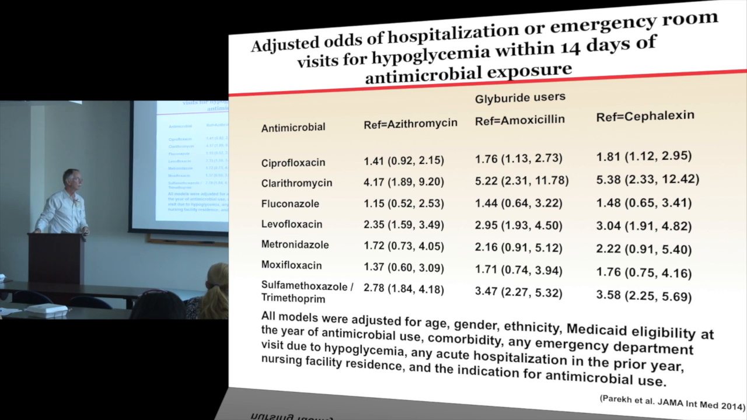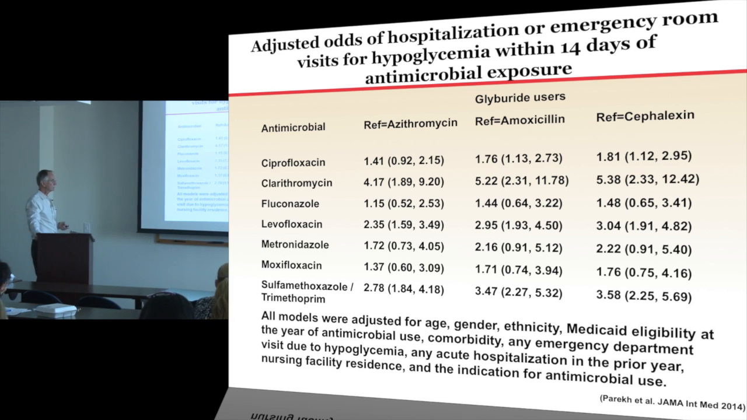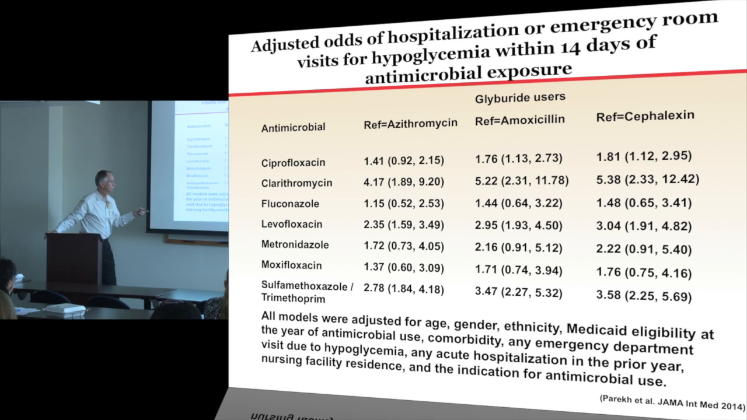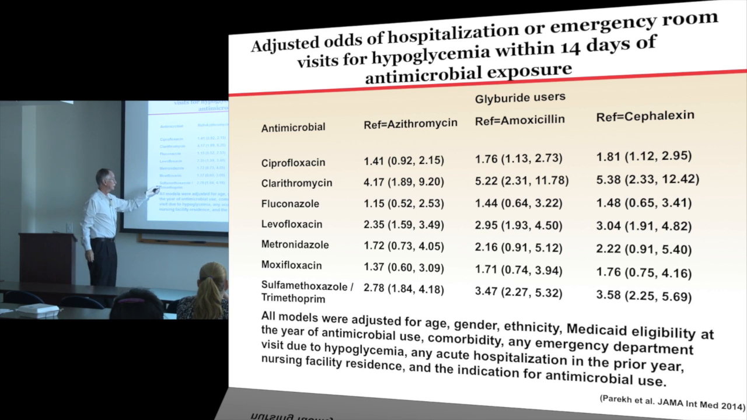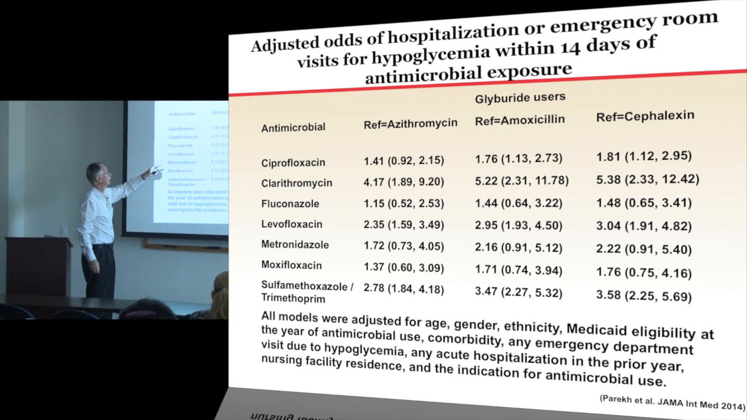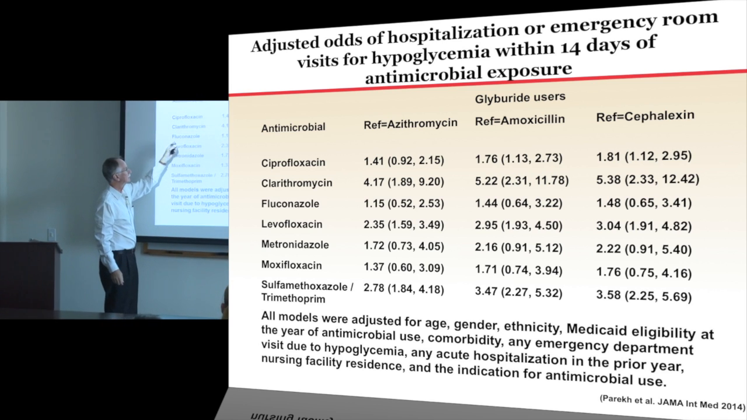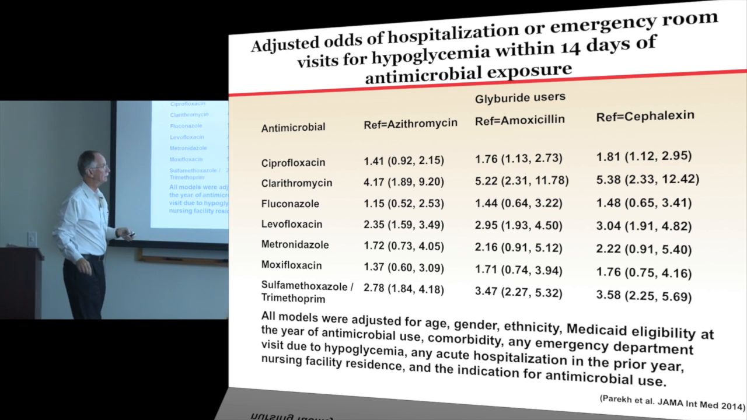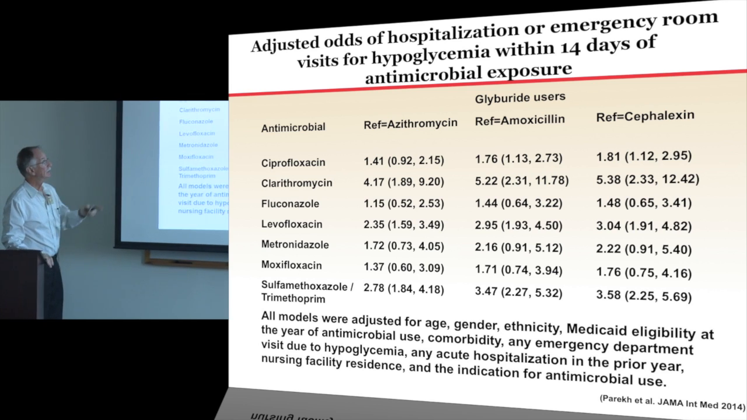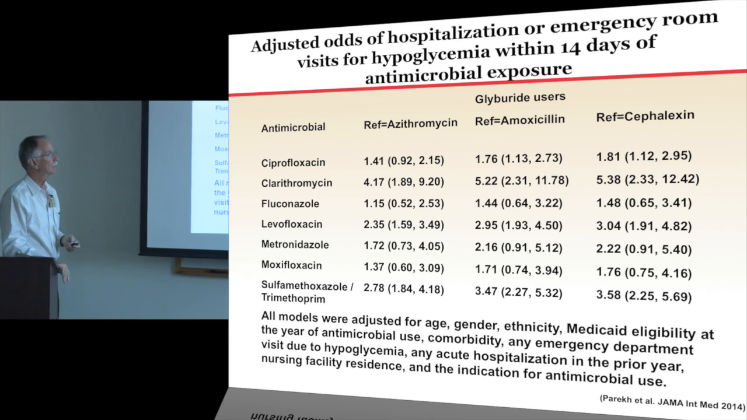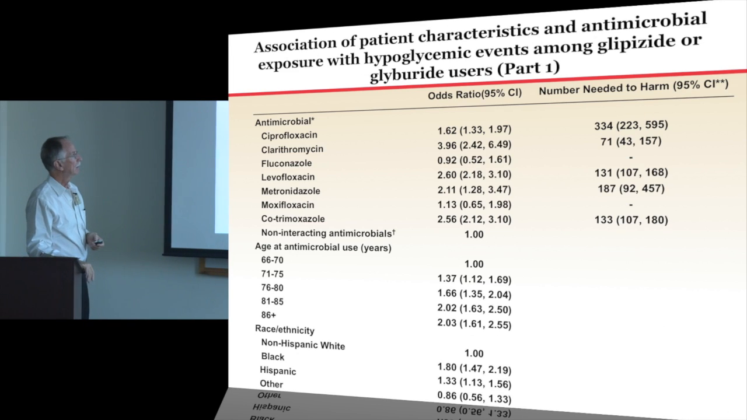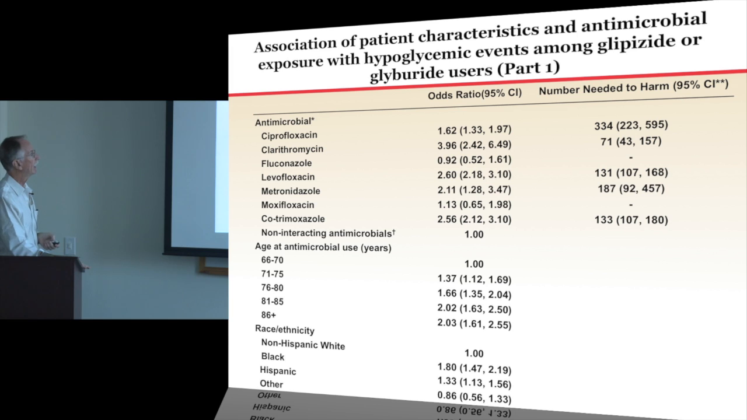And you see an enormous number of numbers there, but what you can basically see is that for some of the drugs, it looks like there's a significantly greater risk against each one of these. And then for some of the drugs, it isn't really totally clear that there is. And this was just for glyburide, and we did the same thing for glipizide, and the data were very, very similar.